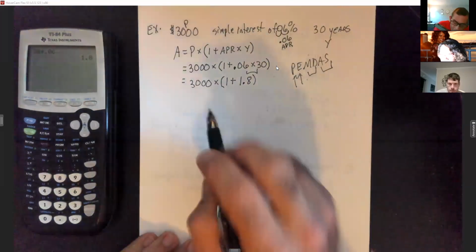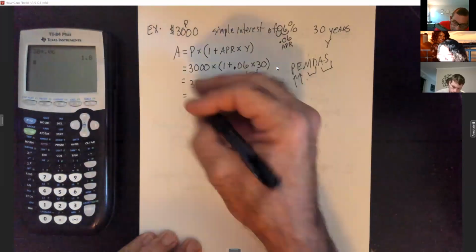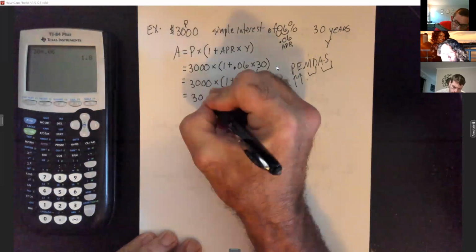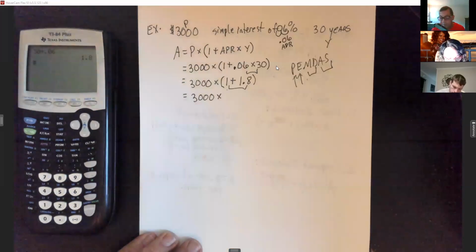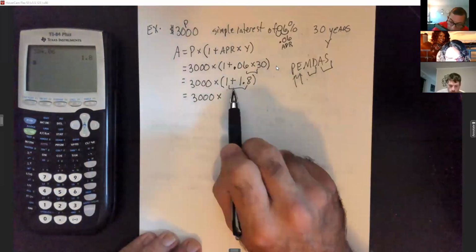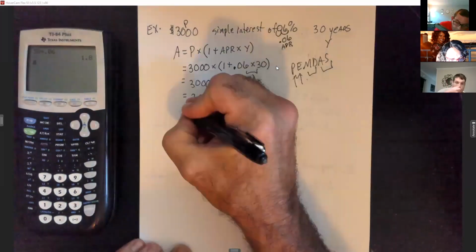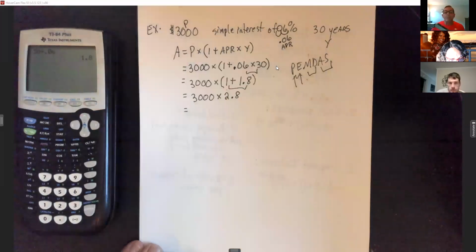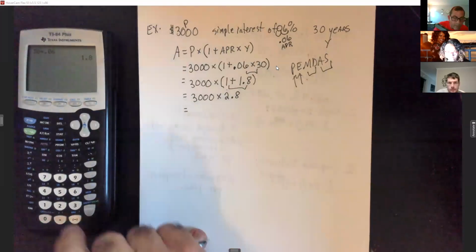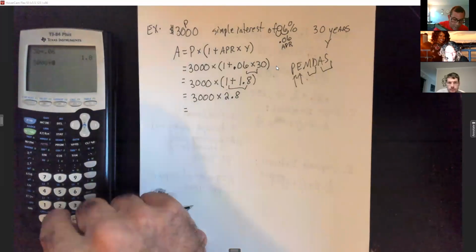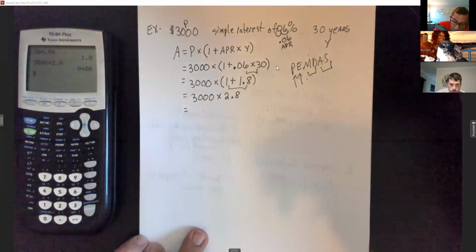All right, now I still got the parentheses, so I need to add 1 plus the 1.8. So the 3,000 comes down. But now, since that's the last thing I got to do in the parentheses, I can remove my parentheses. And 1 plus 1.8 is going to be 2.8. All right, final step. Since the parentheses are gone, now I can multiply my 3,000 times 2.8. So 3,000 times 2.8. And it looks like my money is almost going to triple at 8,400.